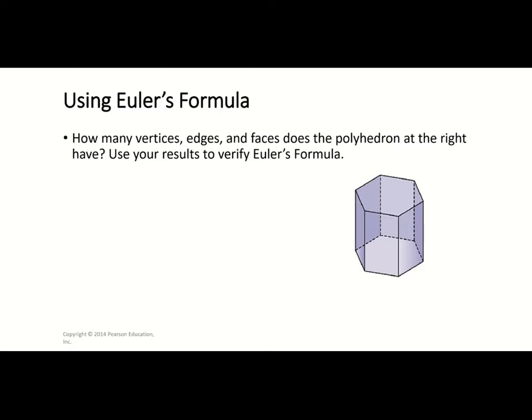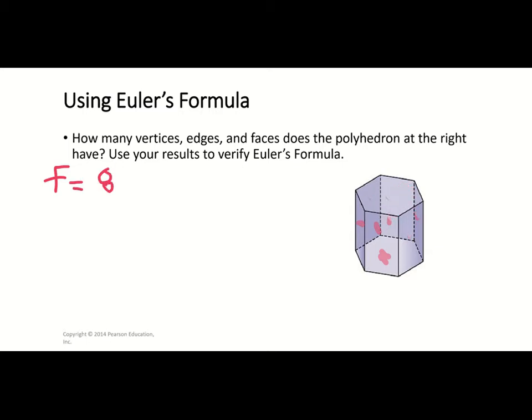All right, so if we look at this, we're using Euler's formula to figure out how many vertices, edges, and faces this has, and then verify Euler's formula with it. So faces, remember, are like the surfaces. So we have 2 bases, 1, 2, and then the sides holding up the bases. So this will be 1, 2, 3, 4, 5, and then this one right here would be 6. So the 2 bases plus the sides, for our faces, it's equal to 8.